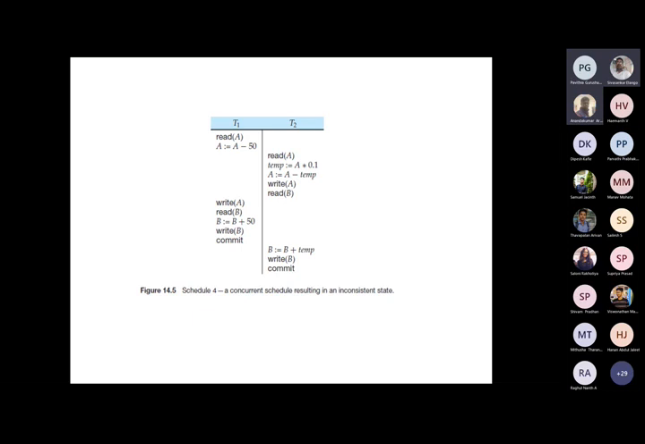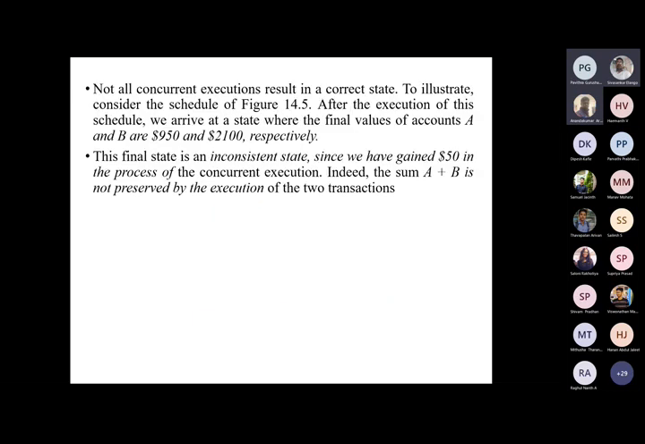Write of B, 2000 plus... So the A value is 950, correct? The B value should be 2050, whereas here it's going to be 2100. So 2100 plus 950 works out to 3050. So money is created during the process of the transaction.